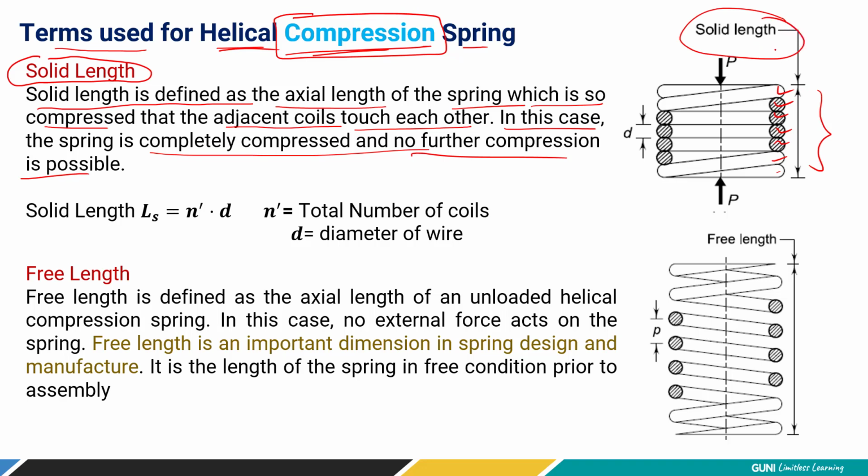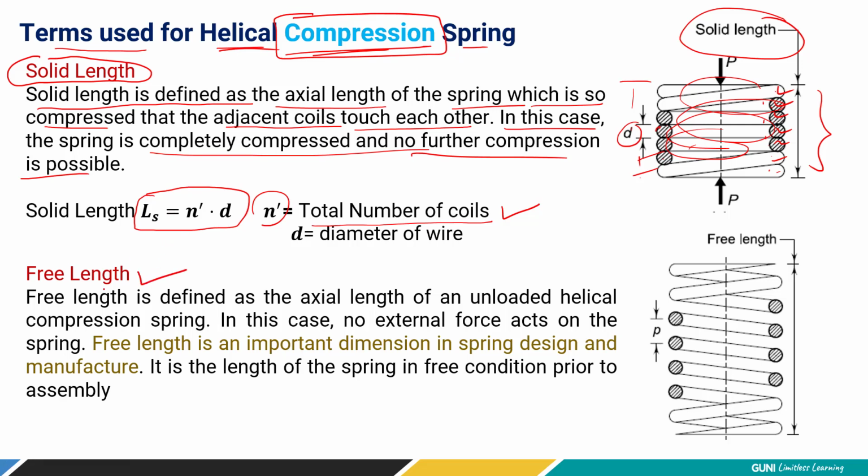Mathematically, it is very simple. We have to calculate the number of turns, how many coils are there, and multiply by the diameter of the coil, right? So here, the solid length, mathematically, Ls is N dash into d. Now what is N dash? The total number of coils. How many circular coils are there, right? So that is the total number of coils, multiplied by the diameter of wire. यहाँ पे क्या है, दिस इज द डायमीटर साइज, सो यू हैव टू काउंट इट, राइट? So it's one diameter multiplied by the number of coils, and that gives the solid length. Very simple to understand. Now second term is free length.